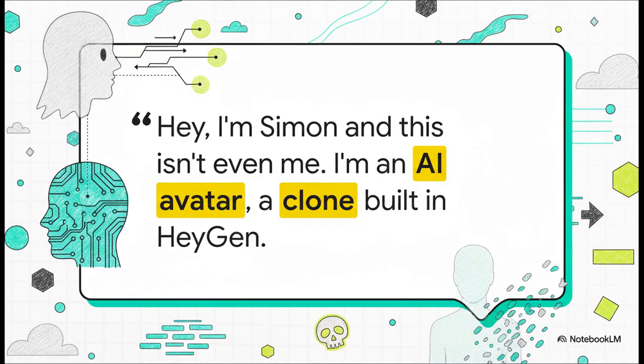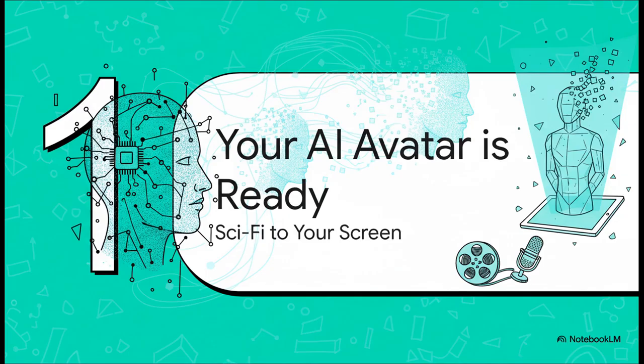So listen to this. "Hey, I'm Simon, and this isn't even me." That's a real quote from a YouTube tutorial by a guy named Simon Crow. And he's not kidding. He's showing off a technology that lets you create a photorealistic, AI-powered clone of yourself. A digital twin that looks like you, sounds like you, but is completely generated by an algorithm. Wild, right? So, how in the world does this work?